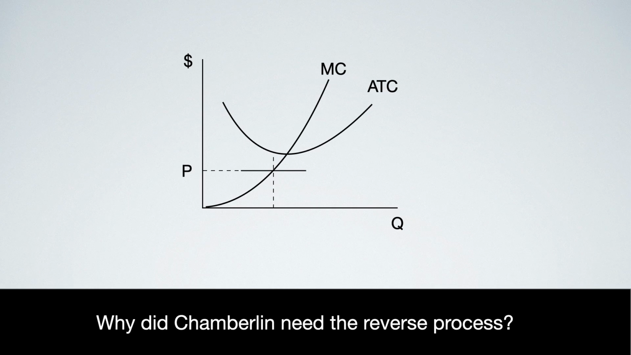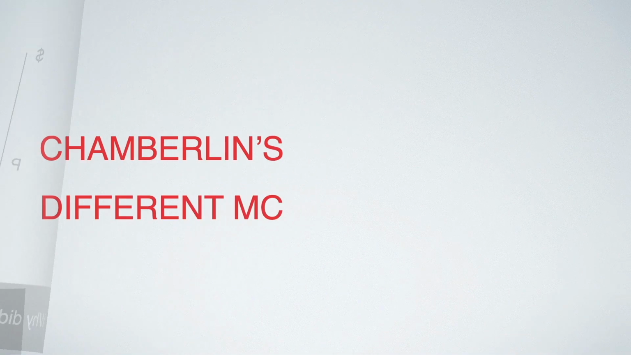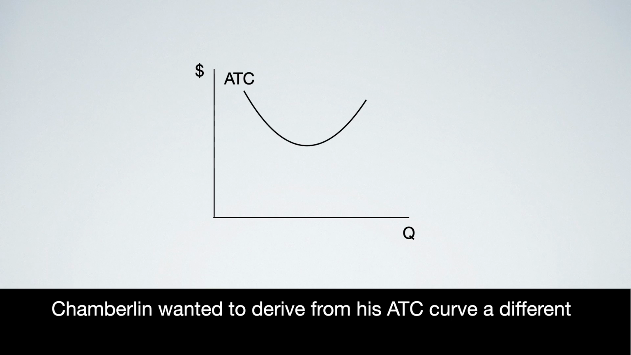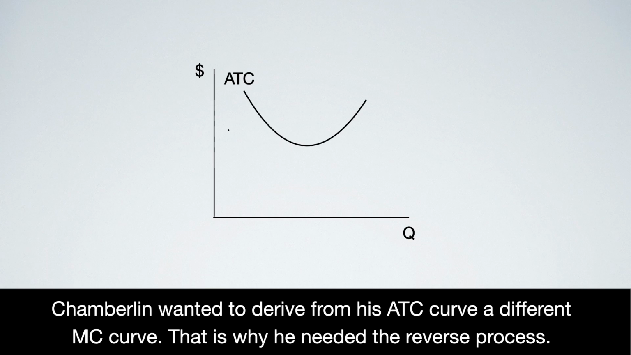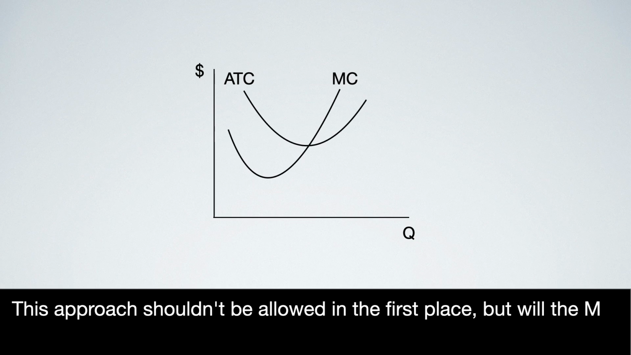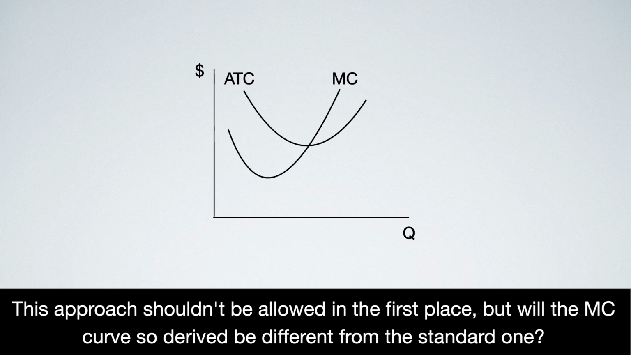Why did Chamberlin need the reverse process? Chamberlin's different MC. Chamberlin wanted to derive from his ADC curve a different MC curve, that is why he needed the reverse process. This approach shouldn't be allowed in the first place, but will the MC curve so derived be different from the standard one?